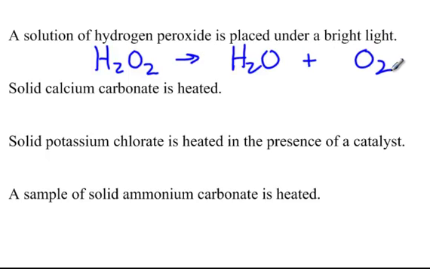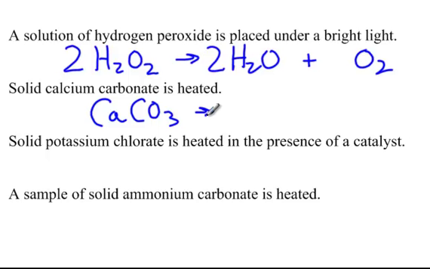And we need to balance this by putting a 2 in front of that H2O so that our oxygens end up becoming even. And we need a 2 in front of the H2O2. That's balanced. Second reaction is calcium carbonate, CaCO3. And when we heat up a metal carbonate, we get a metal oxide, calcium oxide, and carbon dioxide gas. And that's already balanced with 1 calcium, 1 carbon, and 3 oxygens.